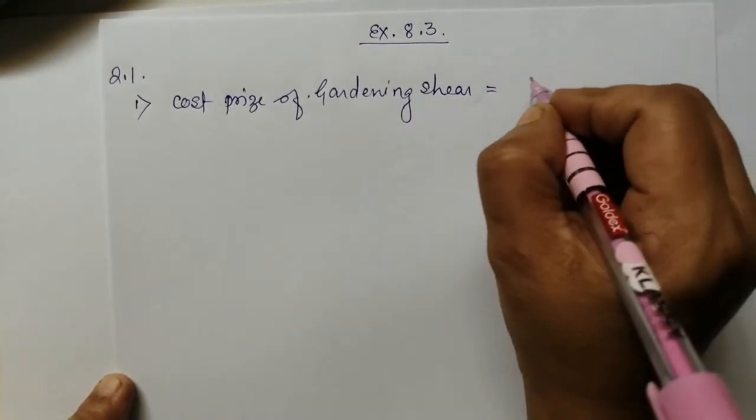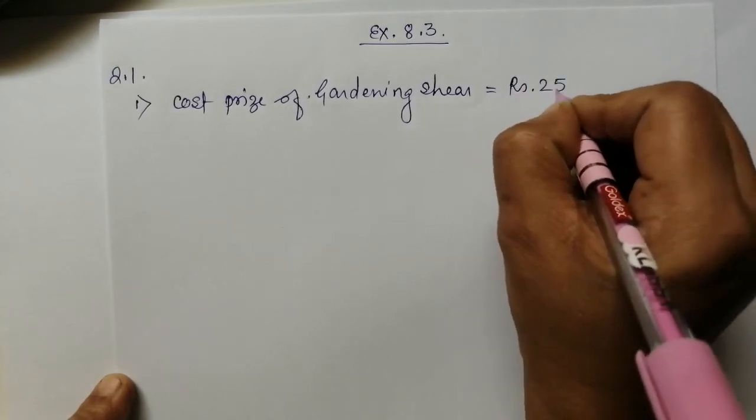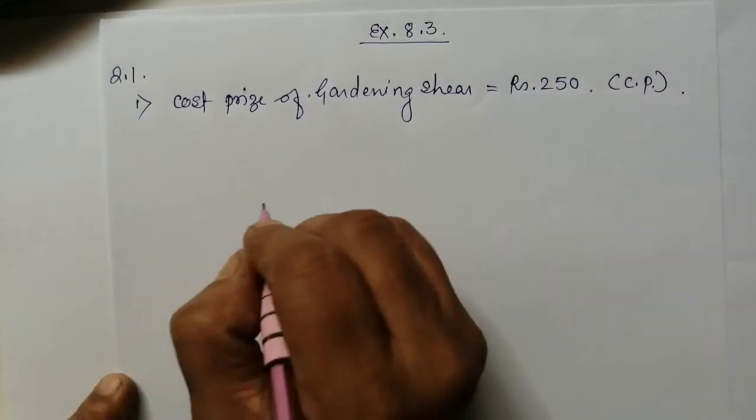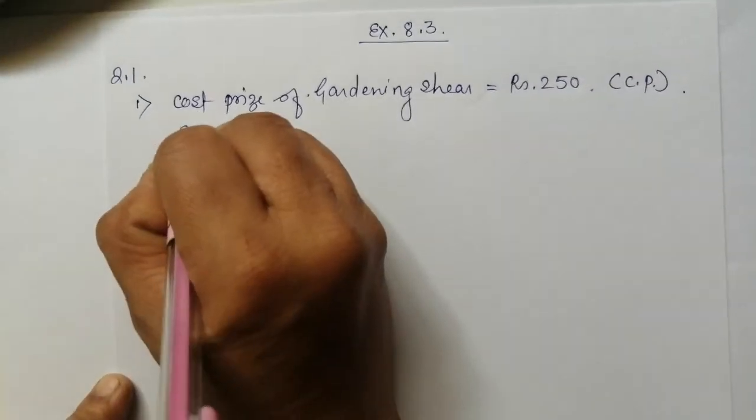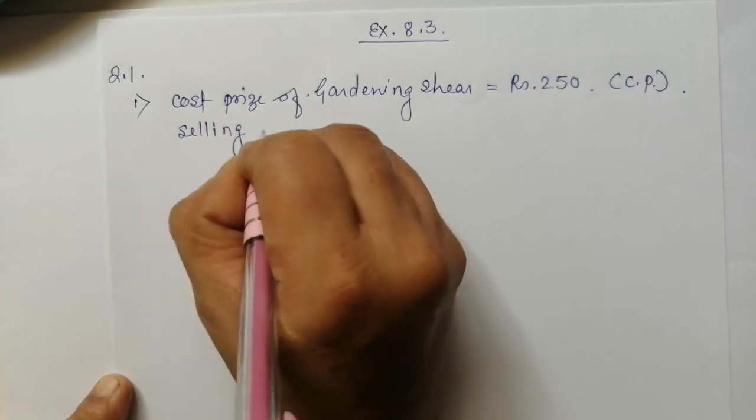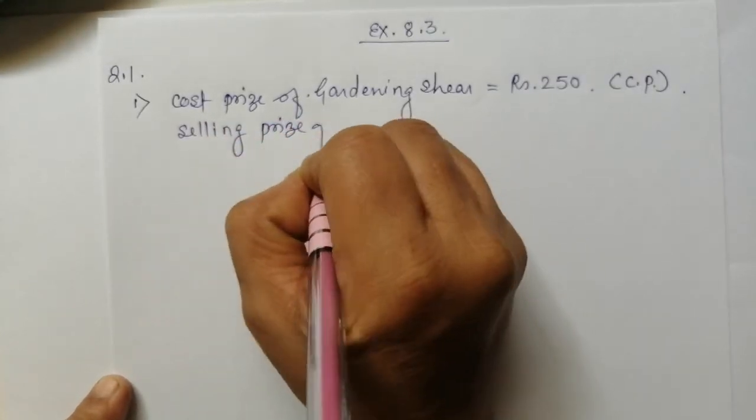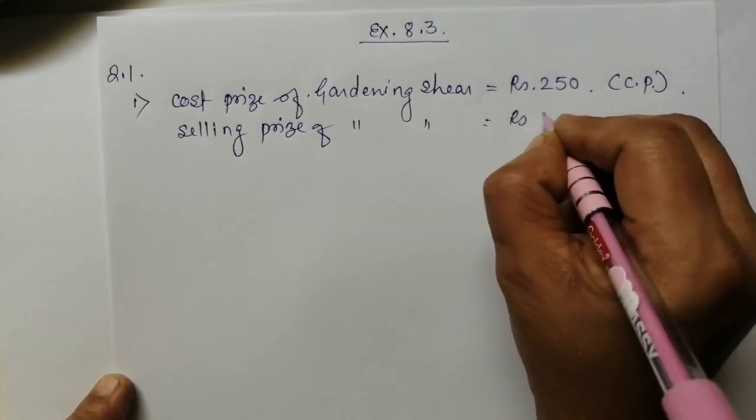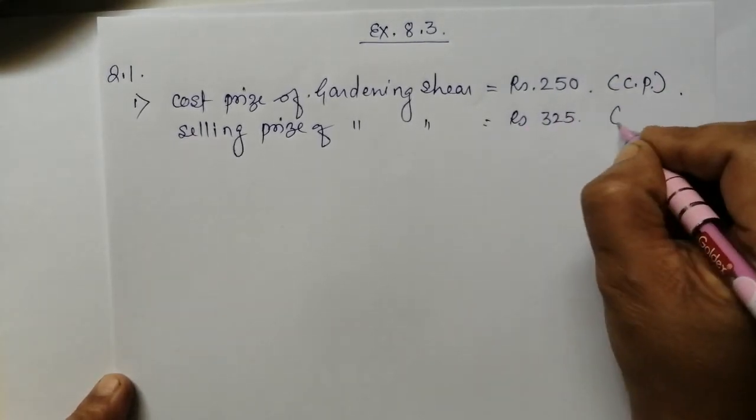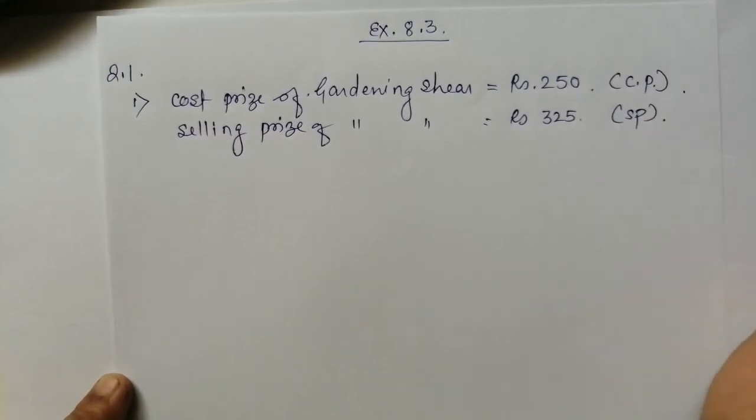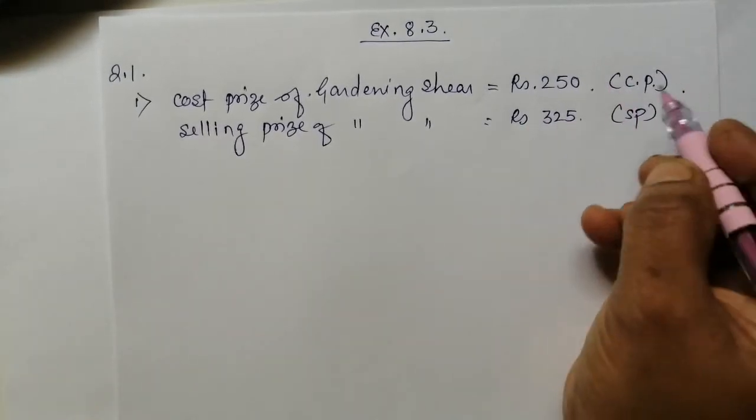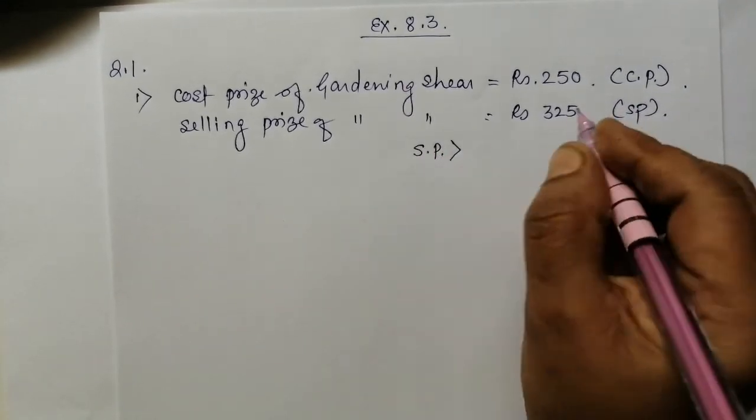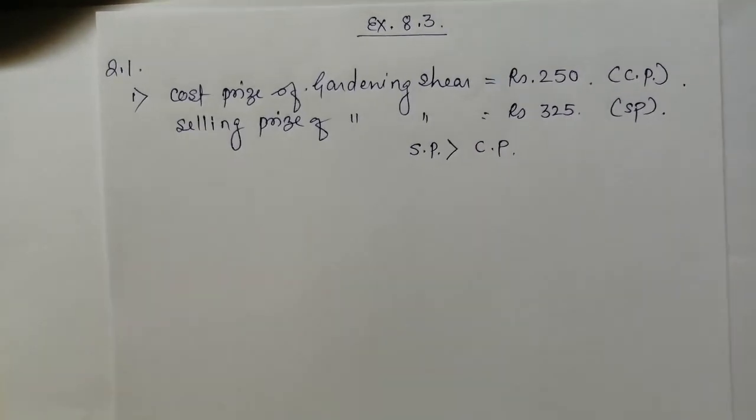The cost of the gardening shear is rupees 250. Okay, that means this is the cost price. Now, sold for means selling price. The selling price of the gardening shear is rupees 325. Now tell me, which is more, selling price or cost price? That means the selling price is more than the cost price, right?